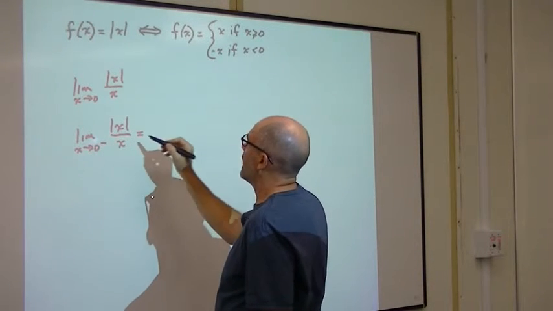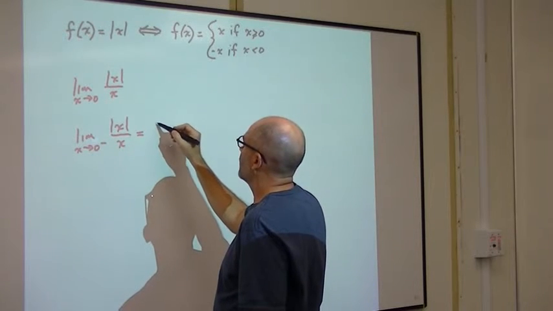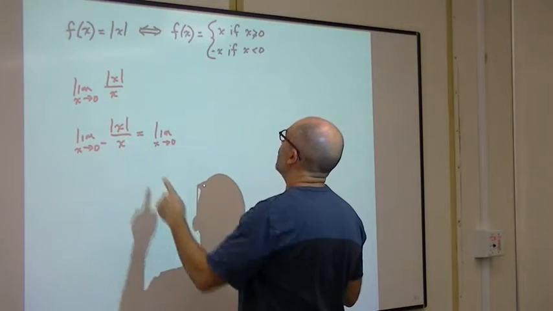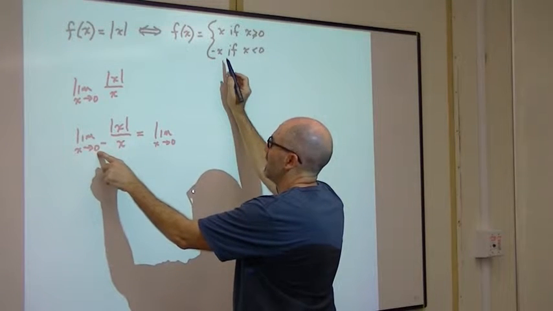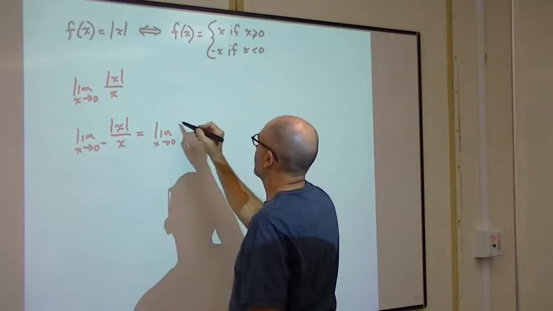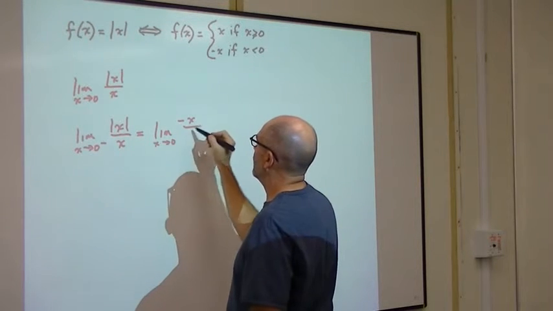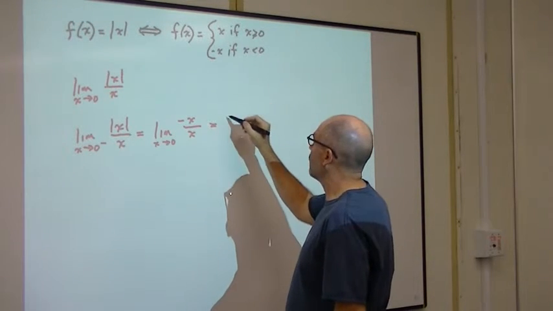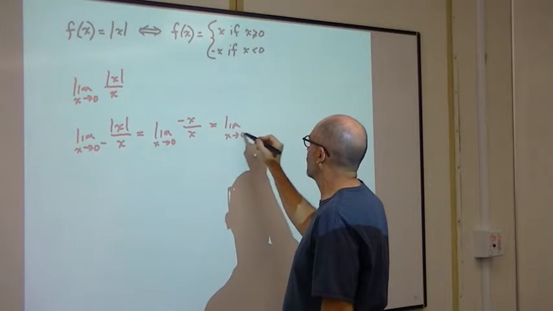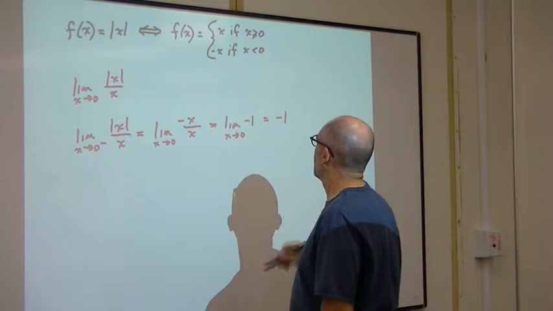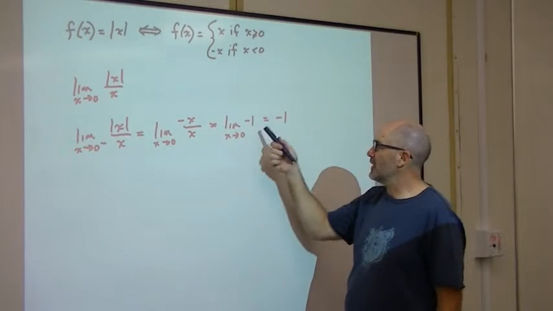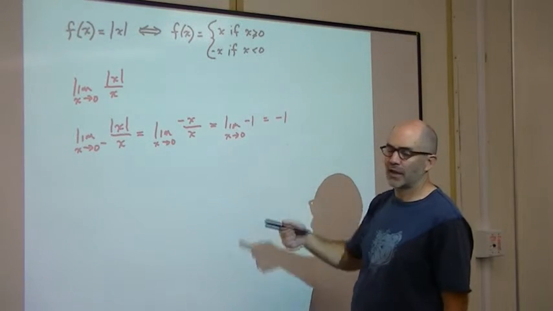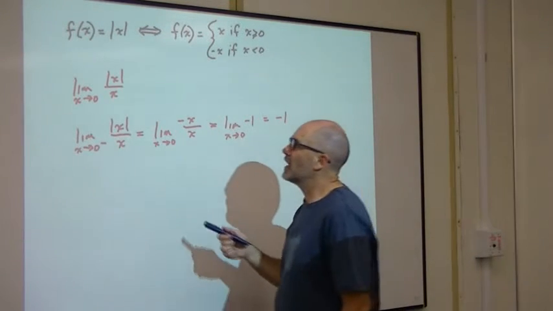The limit as x approaches 0 from the left of this thing is going to be the limit as x approaches 0 of, okay, now, the absolute value of x, when x is negative, is going to be negative x, and we just have x here. Now we simplify this. Negative x over x is going to be negative 1. Notice, when I cancel this, now I have a constant. The limit as x approaches anything of negative 1 is going to be negative 1.